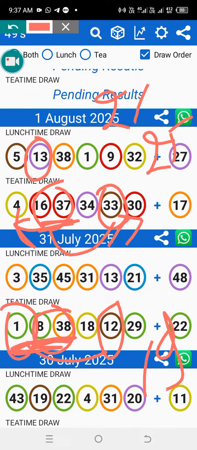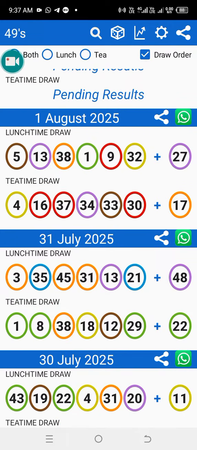Then 31 is 43. So we have 19 and 43. All these numbers were spinned to play 34 and 16 on tea time. So this number is mostly being used on tea time. So meaning that we're going to see how can they spin our numbers today.